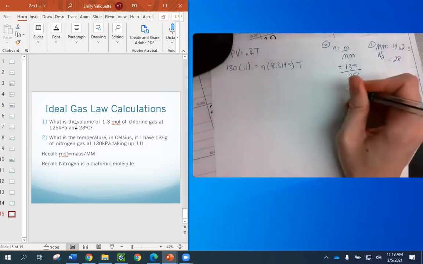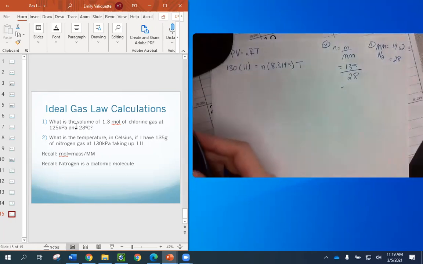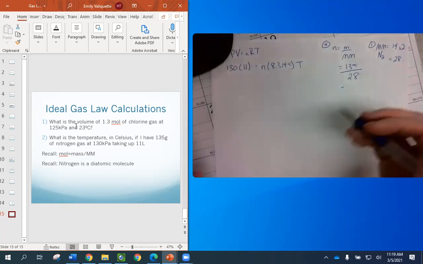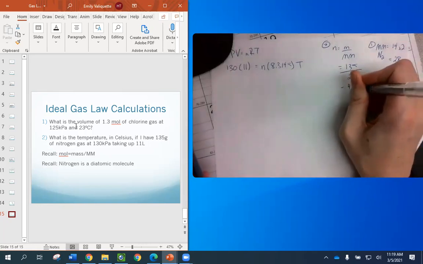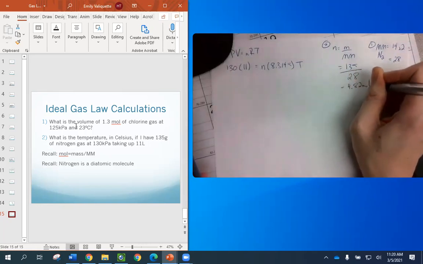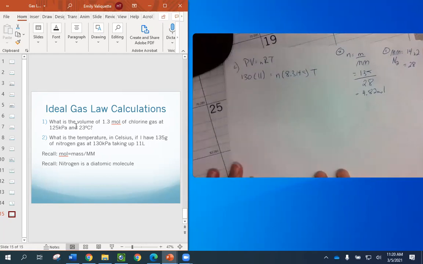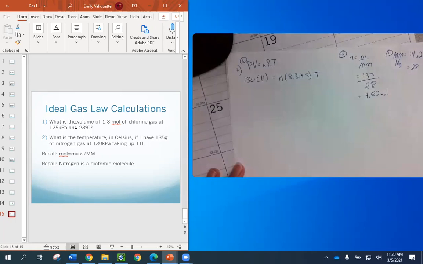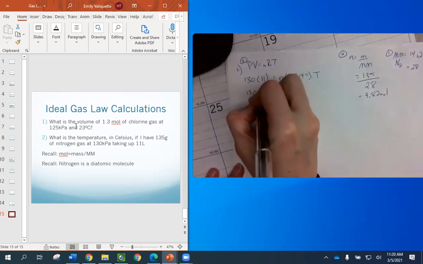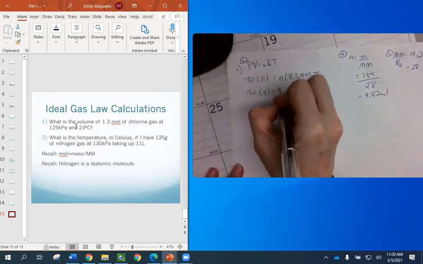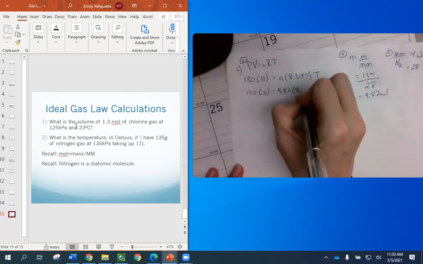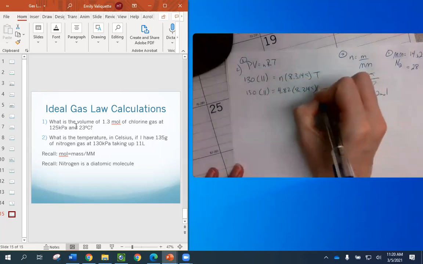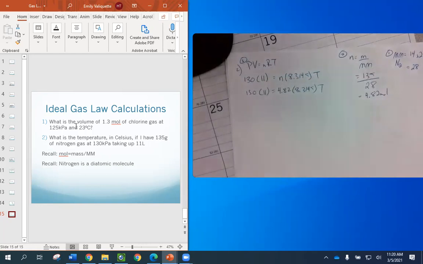Step 2 is going to be to divide my mass, which was given to me in the question, by that molar mass that I just calculated to get 4.82 moles. And then now that I have those moles, I can go back to my PV equals nRT and plug in my moles. Now I'm going to be able to start solving for temperature.